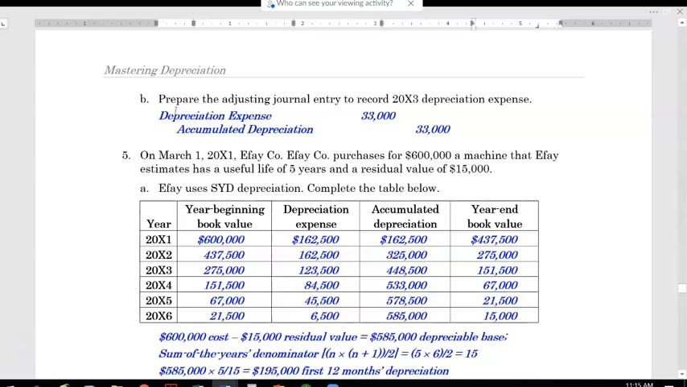And here in number 4 it says, what is the journal entry? The journal entry is already clear to everyone, right? Depreciation expense will be a debit for the year and accumulated depreciation will be a credit. Okay, let's do number 5.